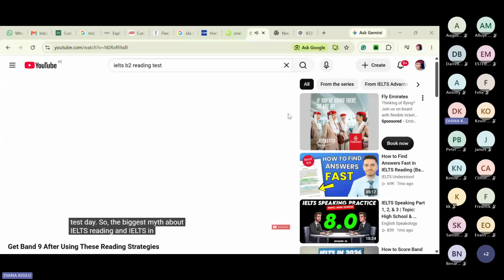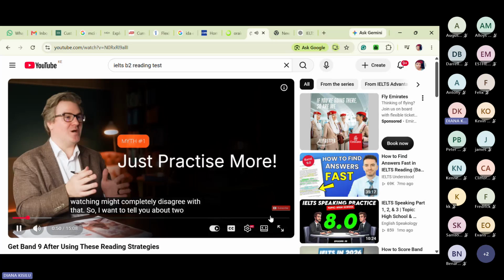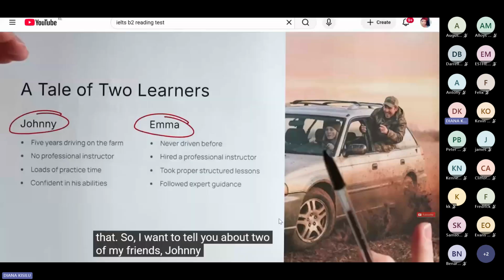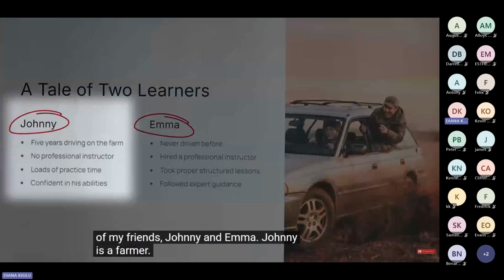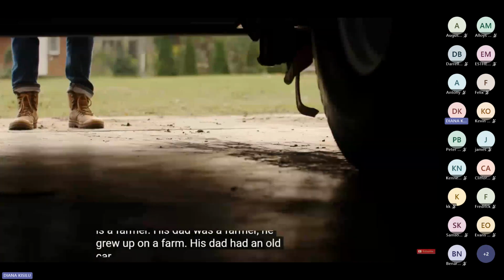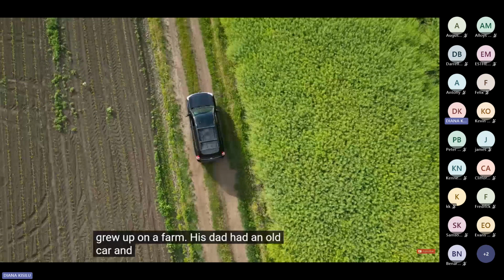All you have to do is just practice and you will magically get the score that you need. Let's look at why that is wrong, because many of you watching completely disagree with that. So I want to tell you about two of my friends, Johnny and Emma. Johnny is a farmer. His dad was a farmer. He grew up on a farm. His dad had an old car. And since Johnny was like 9 years old, Johnny has been illegally driving his dad's car around his farm.